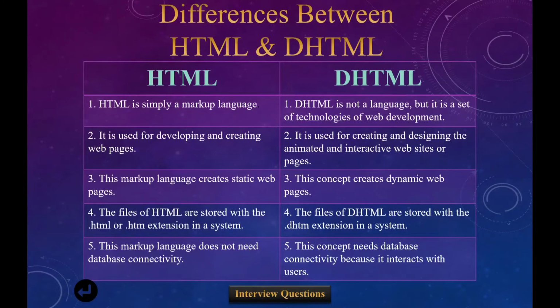The files of HTML are stored with the .html or .htm extension, and the files of DHTML are stored with the .dhtm extension. HTML does not need database connectivity, whereas DHTML needs database connectivity because it interacts with users.